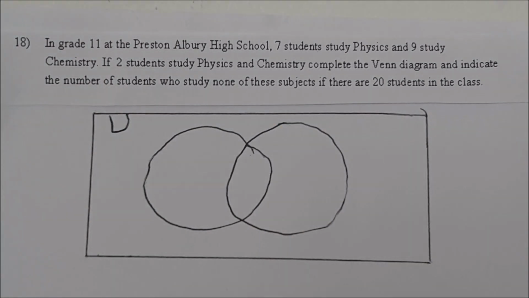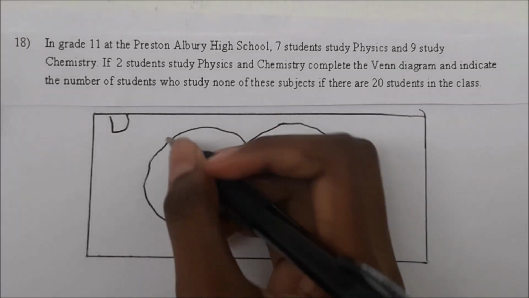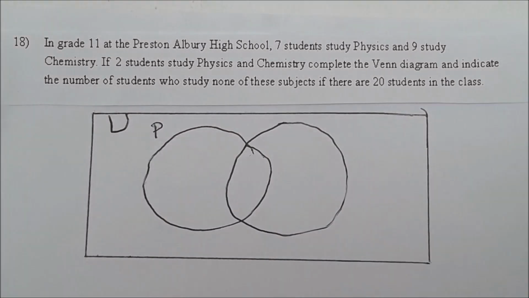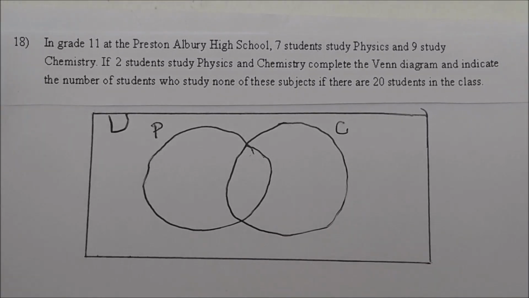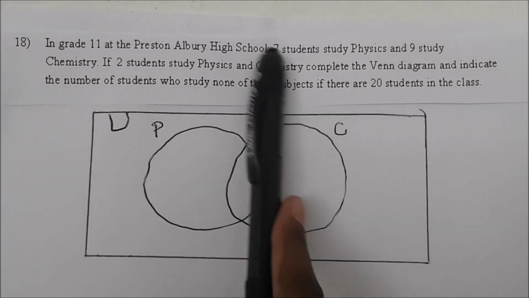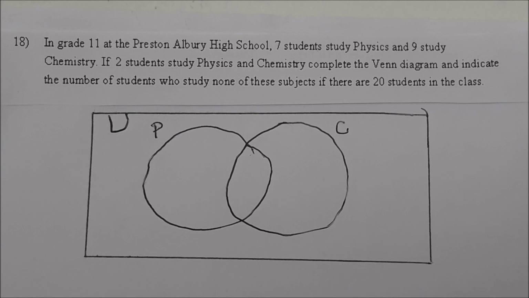Okay, label them. For physics, you label 1P, and for chemistry, you label 1C. Now, where do you start to put numbers in on the Venn diagram? According to the numbers written in the instructions. Yeah, but what number do you start with?